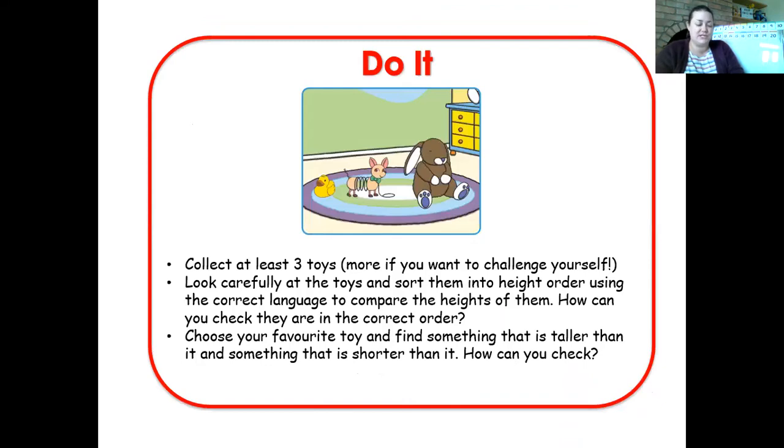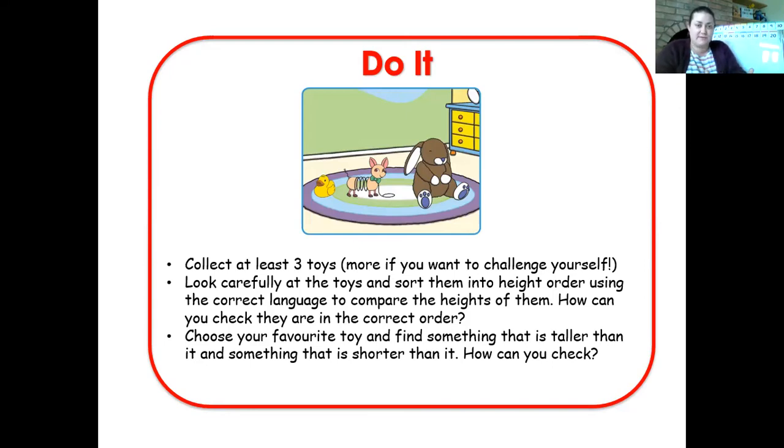Okay, so what I want you to do in a moment, you're going to go off and I want you to find at least 3 toys. You might want to find 4, you might want to find 5, but you need at least 3. Okay, and what you're going to do is you're going to look carefully at all of the toys. You're going to look at the height of them. And then I want you to put them into height order. Now it's up to you whether you put them into shortest to tallest or tallest to shortest.